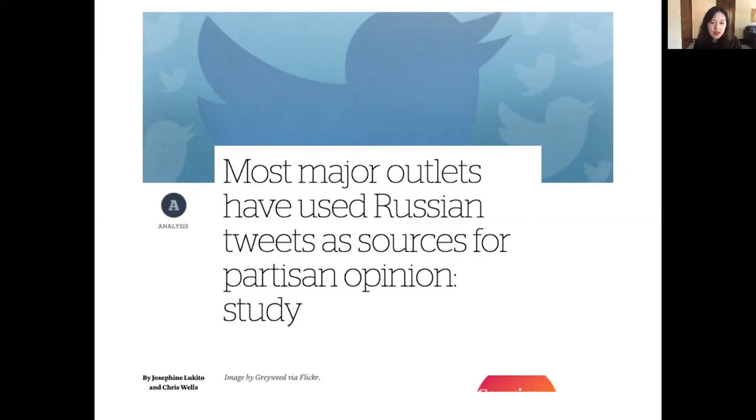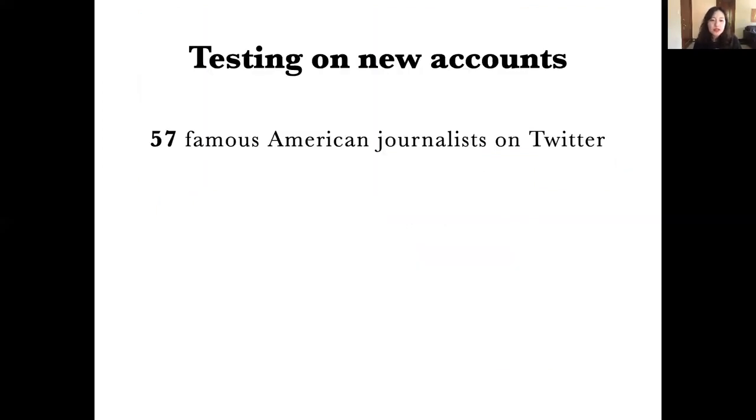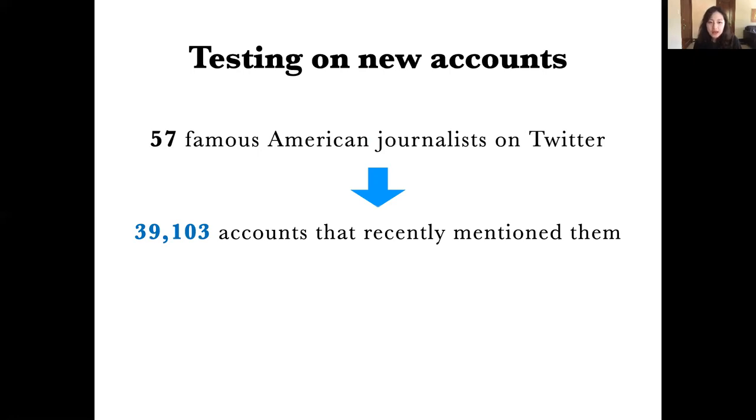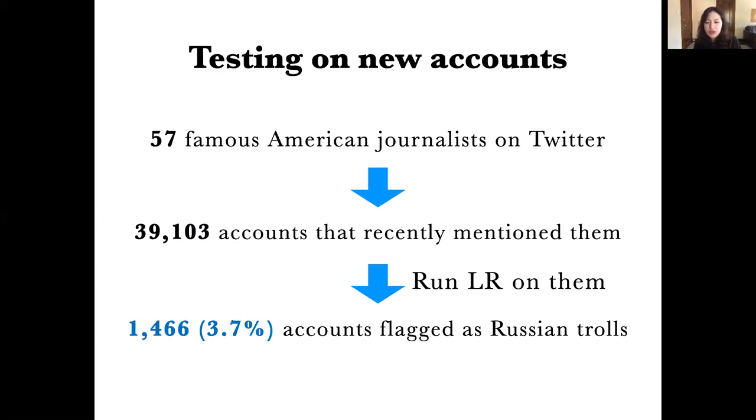Based on this hypothesis, we assembled a list of 57 high-profile American journalists on Twitter, which was a combination of various Twitter lists. Then using the Twitter API, we queried about 39,000 accounts that recently mentioned these 57 journalists. We then ran the logistic regression classifier on these 39,000 accounts, and results showed that about 3.7% of the accounts that recently mentioned the journalists were flagged as Russian trolls.